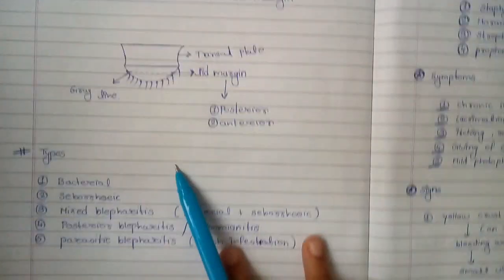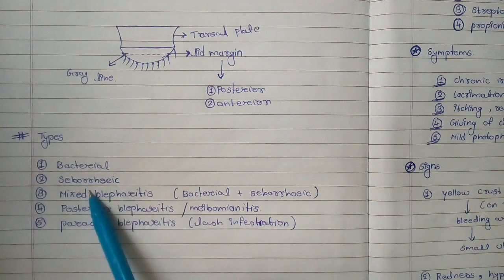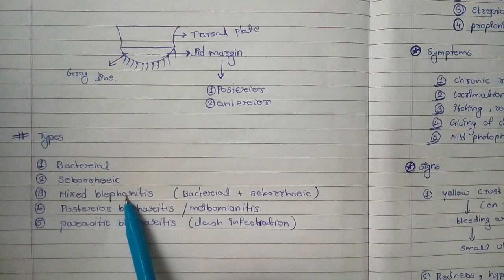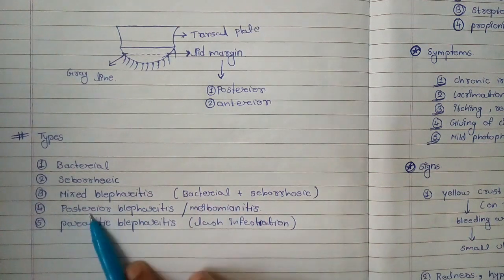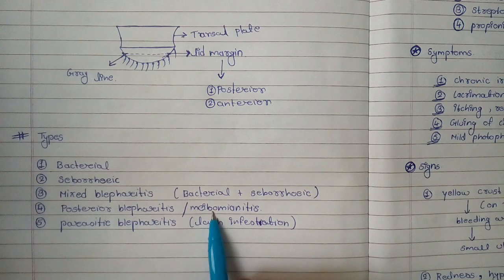There are many types of blepharitis, including: first is bacterial, second is seborrheic, third is mixed blepharitis. Mixed blepharitis includes both bacterial plus seborrheic. Fourth is posterior blepharitis. This posterior blepharitis is also known as meibomitis.